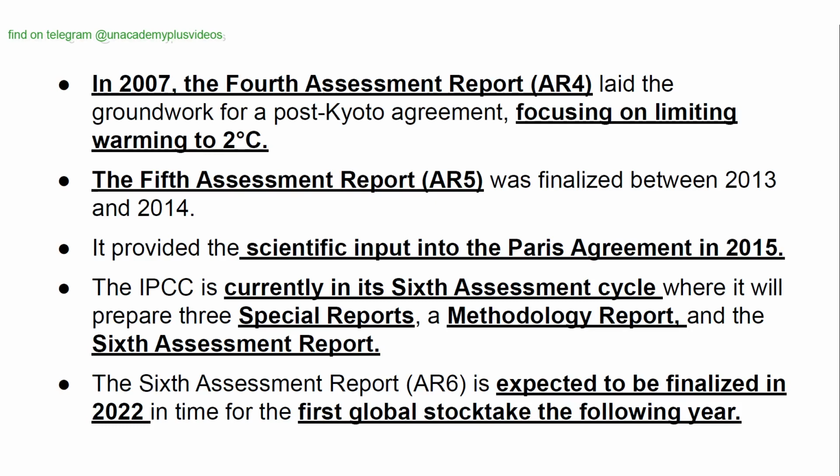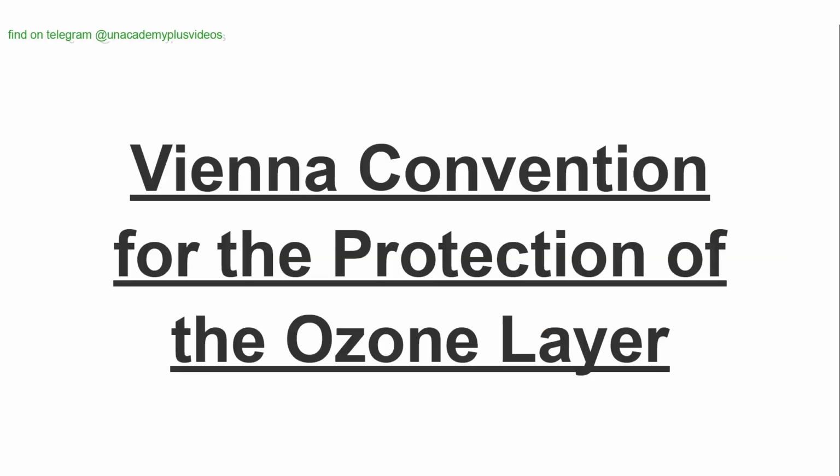It provided the scientific input into the Paris Agreement in 2015. The IPCC is currently in its sixth assessment cycle, where it will prepare three special reports, a methodology report, and a sixth assessment report. The third report of these six assessments was released recently in 2023. The sixth assessment report, AR6, is expected to be finalized in 2022. It was actually finalized for the first global stocktake the following year.